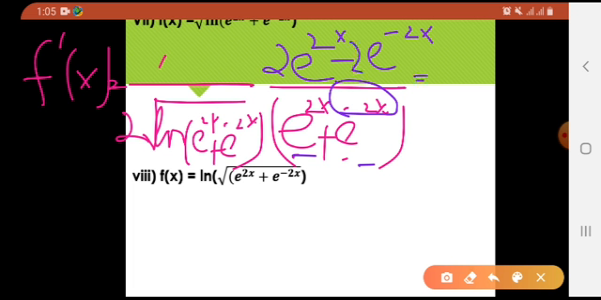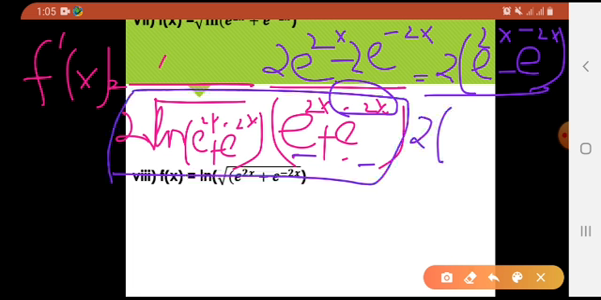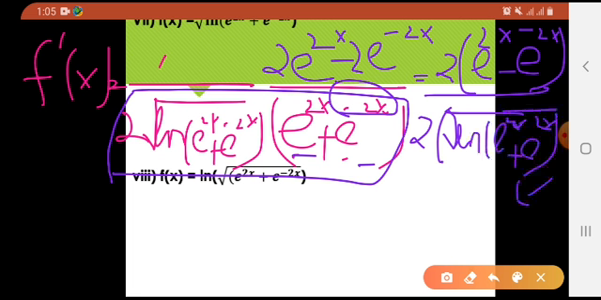Done. Let us take 2 common from the numerator. So we will get 2 times e raised to the power 2x minus e raised to the power minus 2x, divided by this whole thing again. Meaning it would be 2 into radical of natural log of e raised to the power 2x plus e raised to the power minus 2x, and then this thing which is e raised to the power 2x plus e raised to the power minus 2x. Done.